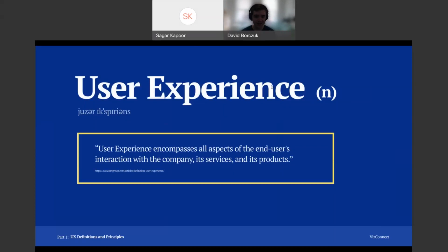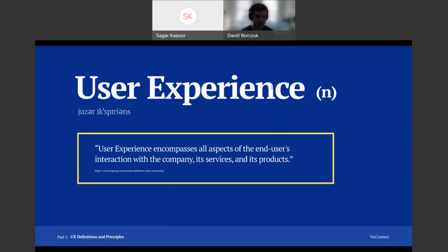So before we start anything, we have to have a formal definition of user experience. The Nielsen Norman Group, Norman Nielsen's one of the pioneers of user experience, defines it as encompassing all aspects of the end user's interaction with the company, its services, and its products. So sometimes when people think of user experience, it's about the human computer interaction that they have with a certain application or with a certain product, but it's the entire experience that the user has with the company.